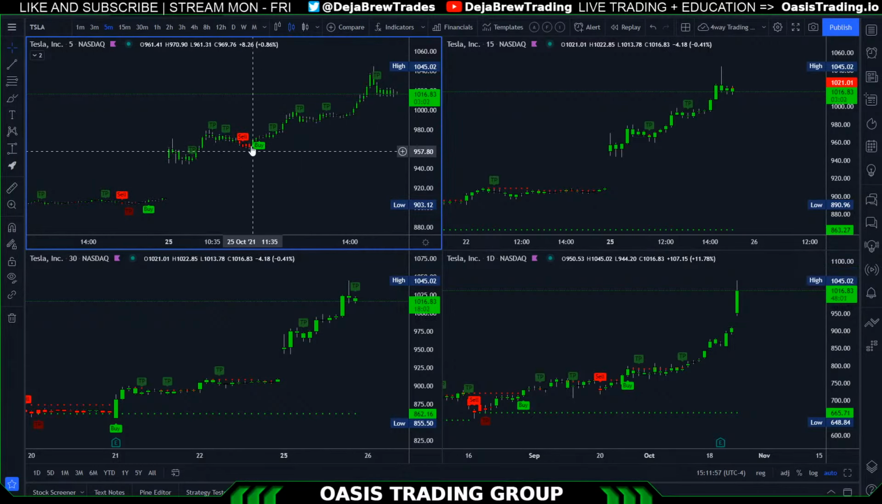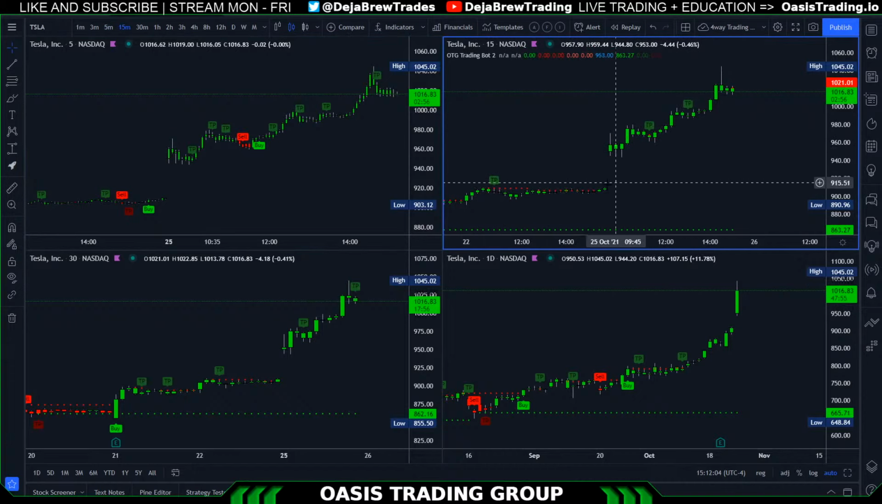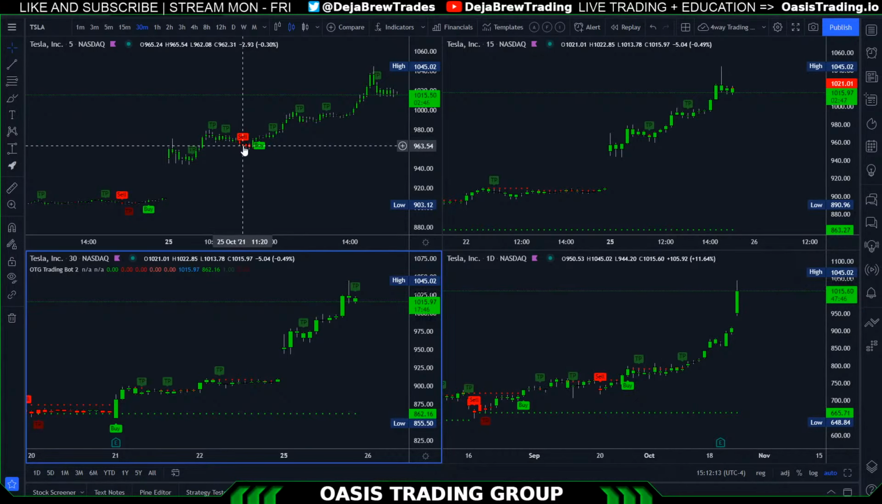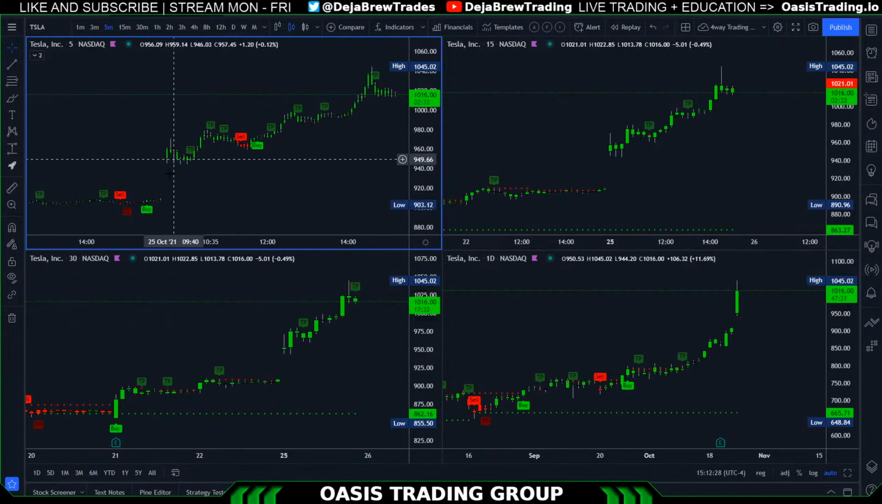Then we can use this flip signal here as a re-entry point, okay? Because we know that the 15-minute is still in a buy. We know the 30-minute is still in a buy. We know the daily is still in a buy. So when we get a sell signal on the 5-minute, now we just need to wait for the buy, and then it's re-entering that uptrend, right? So the 5-minute turns into a sell, then it flips into a buy. So that could have been a re-entry point if you would have missed the initial trade. All right.